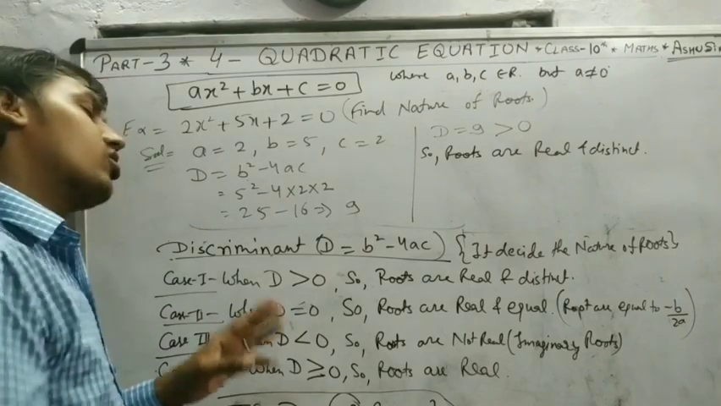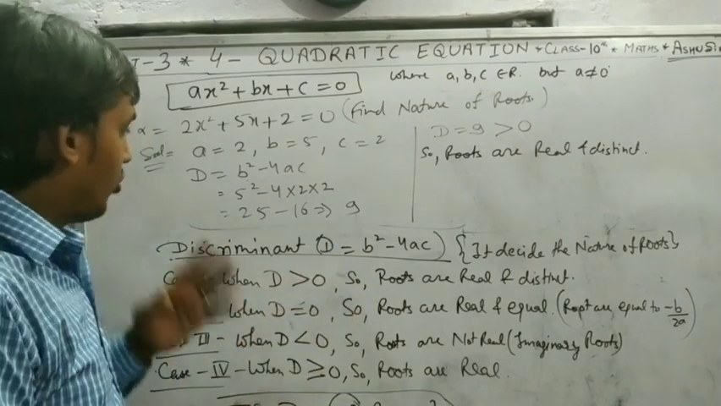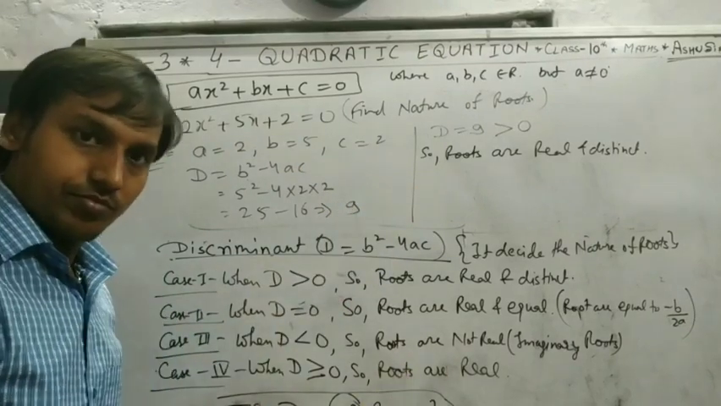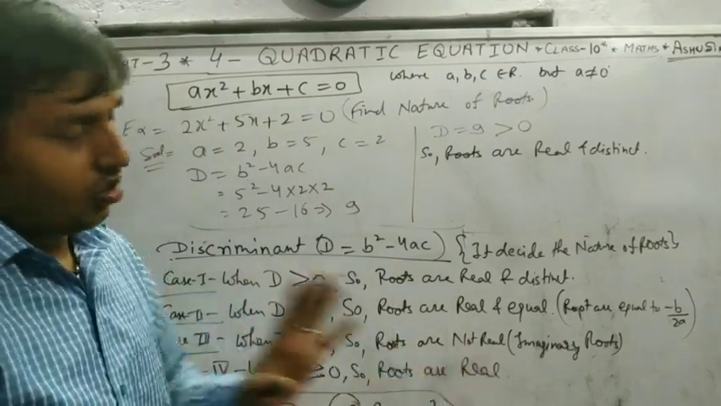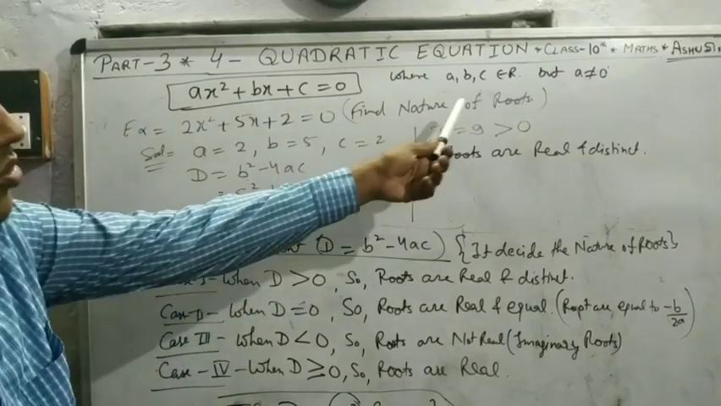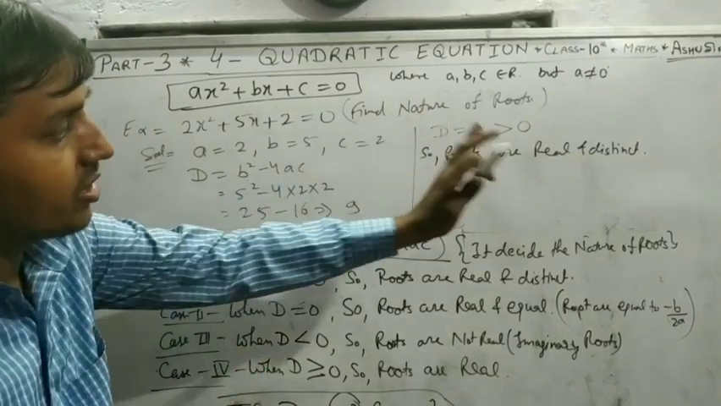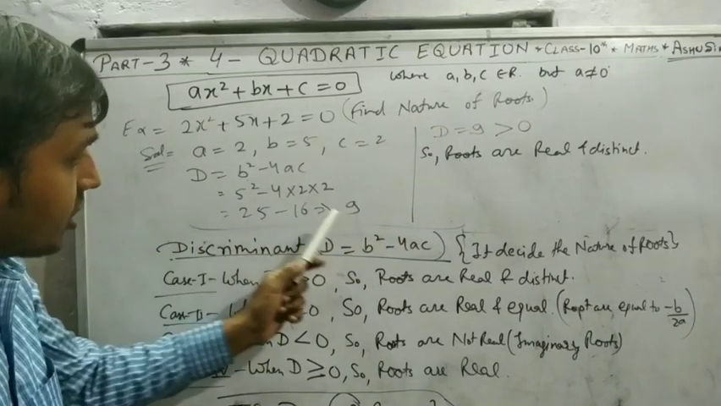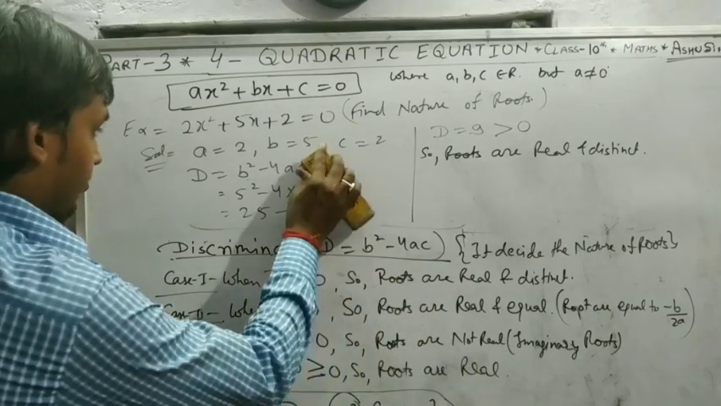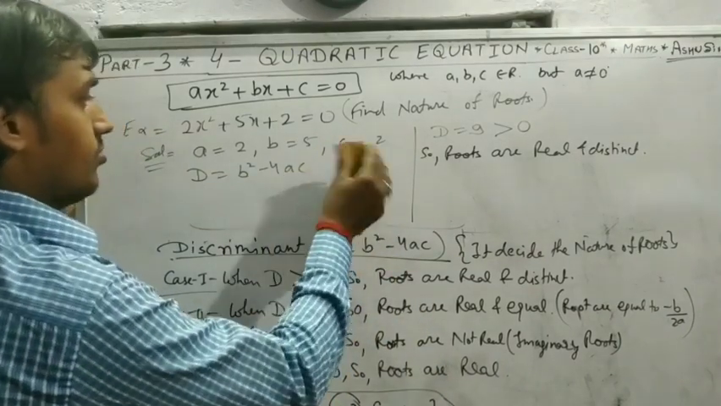You can also find the roots. So you can put the values of D, a, b, c in the quadratic formula and you can get the zeros or roots. But we only find the nature of the roots. That is, roots are real and distinct, because D is equal to 9. Suppose we take the next question.